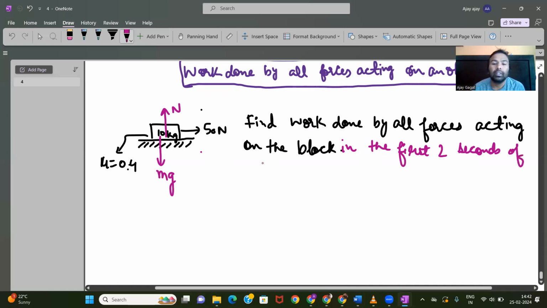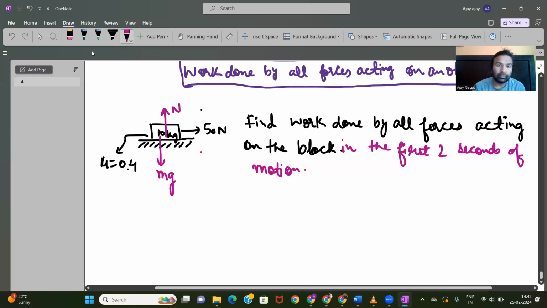So I think the question is quite clear. We have a body of mass 10 kg. It is placed on a surface where the coefficient of friction is 0.4. Now a 50 Newton force is applied on the 10 kg block. So we have to find out the work done by all forces acting on the block in the first 2 seconds.